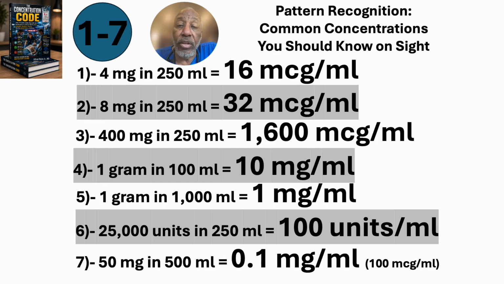A practical way to build this recognition fast is to write all 7 patterns on a single index card. On one side, write only the drug amount and volume. On the other side, write the concentration. Quiz yourself on the card for 5 minutes every day for 2 weeks. You should learn all 7 patterns.